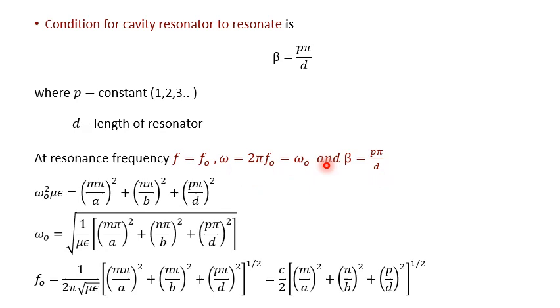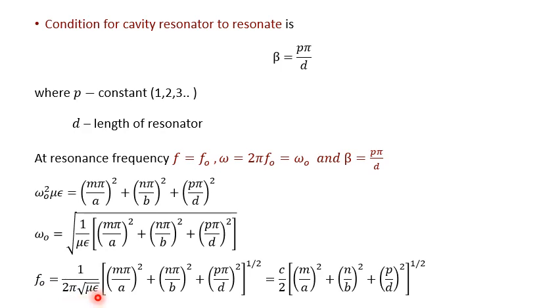When you substitute this in the previous equation, you get omega naught square mu epsilon is equal to m pi by a the whole square plus n pi by b the whole square plus p pi by d the whole square. So you get an expression for omega naught. Now you know that omega naught is 2 pi f naught, so we can get an expression for f naught.